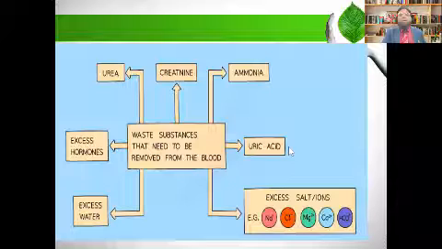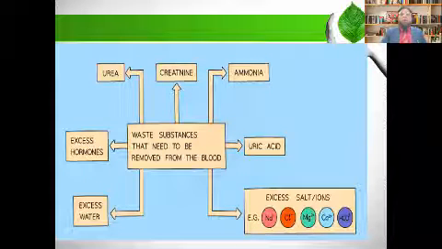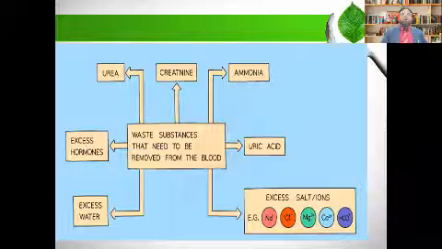Uric acid. Some organisms release a high amount of uric acid, and some release ammonia. For example, fish remove a high amount of ammonia as a waste product, and birds release a high amount of uric acid as a waste product.